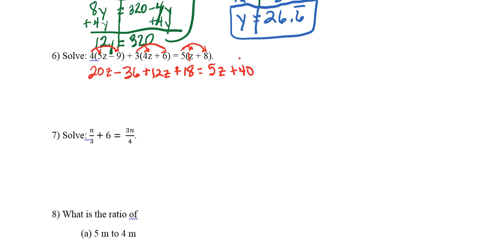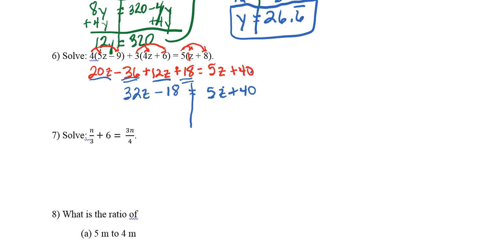So we're going to actually go ahead and combine like terms before we do any movement. I have a 20z and a 12z, so that's 32z. And I have a negative 36 and a positive 18, so I have a negative 18. And there's no like terms on this side, so they'll just hang out.